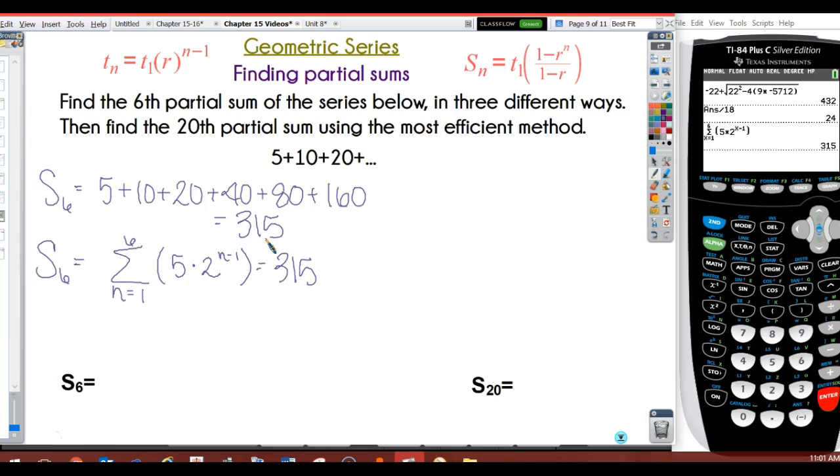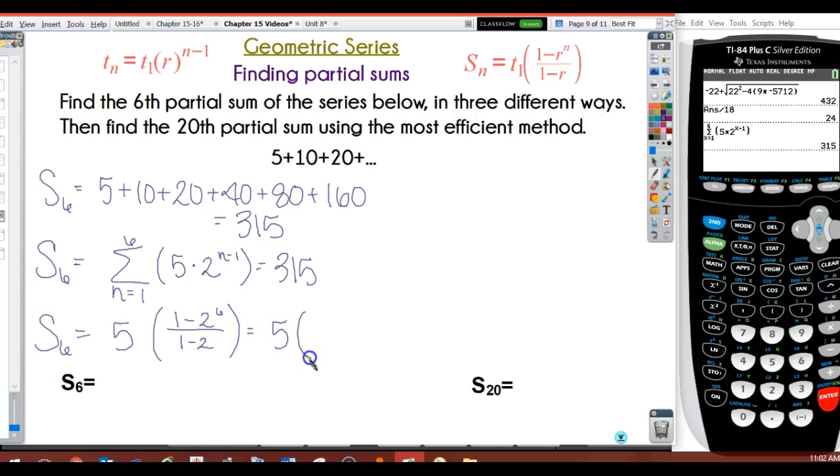However, when we were trying to work backwards, we found a third formula. And so that third formula was this guy right here, where we take the first term times the quantity, 1 minus your common ratio to the n, divided by 1 minus your common ratio. And so my first term was 5, and I'm going to multiply that by 1 minus 2 to the nth. And instead of an n, that should actually be a 6, since we're finding the 6th partial sum, divided by 1 minus 2.